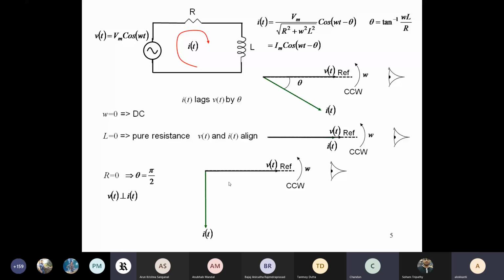Excuse me, sir. Yes. Sir, what is the significance of lagging behind and lagging front? Does it mean that voltage comes first, then current will be generated later?